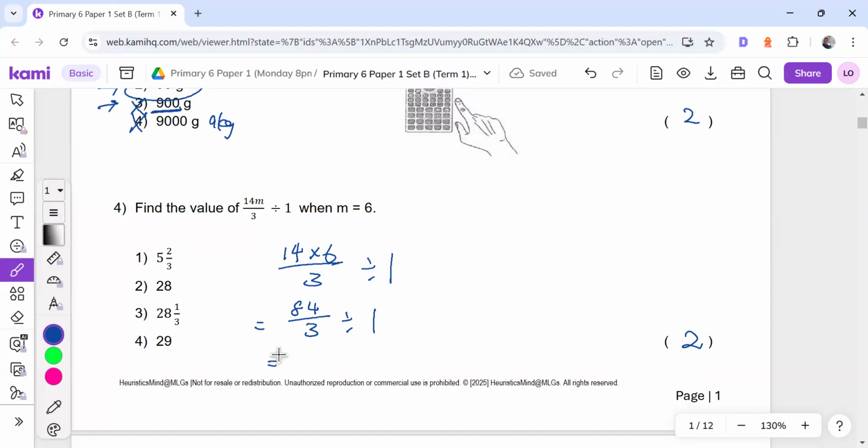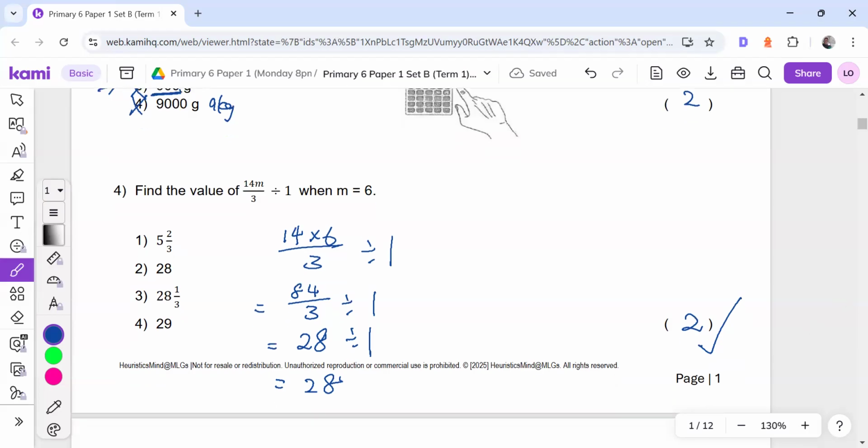Then what is 84 divided by 3? Do your working. Let me see, I must use calculator. This time we'll use calculator to get the answer. 84 divided by 3 is 28, then divide by 1, and you still get 28, which is your answer number 2. Okay, that's question 4. So don't break up your steps.